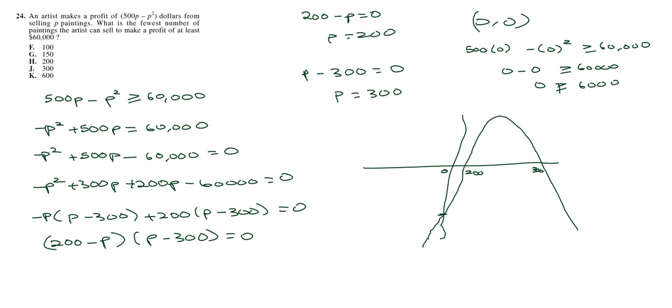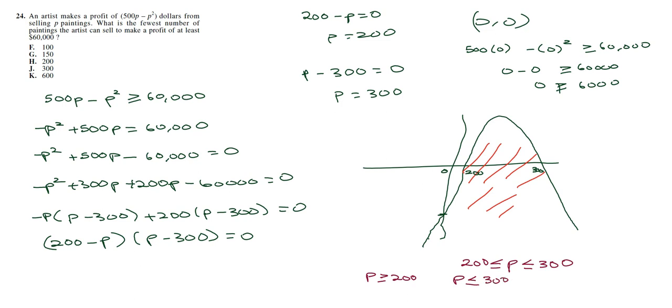So the best thing we have going for us here is that this is the region that has the solution set. So how would we write that? We have 200 is less than or equal to p, which is less than or equal to 300, which means that the smallest value is p greater than or equal to 200, and p for your largest value must be less than or equal to 300. So our smallest value of p will now be 200.